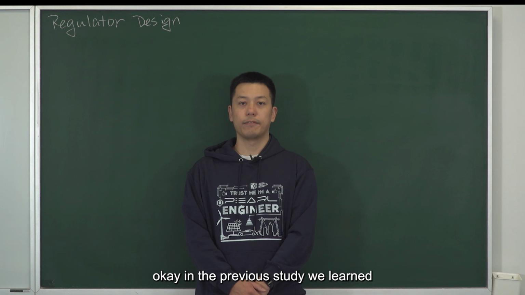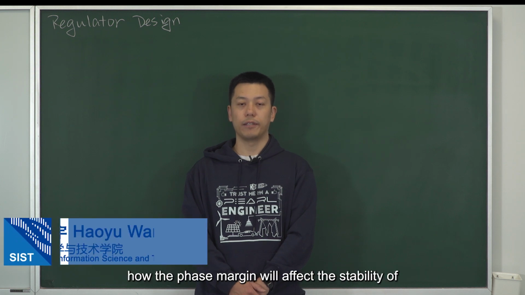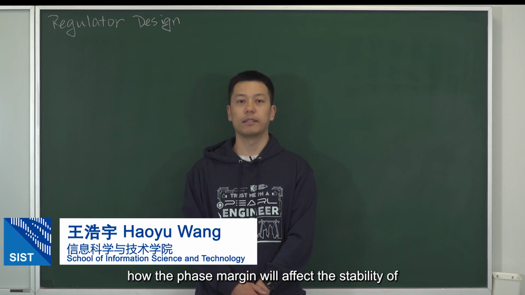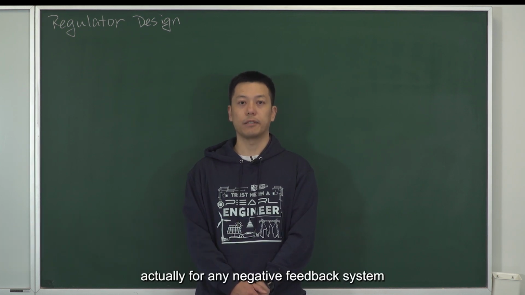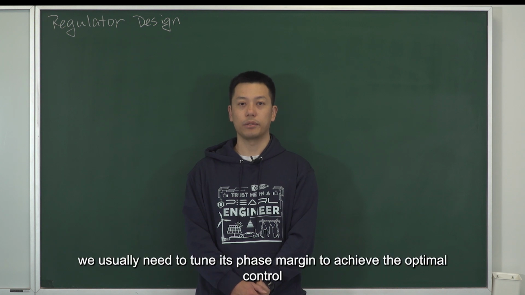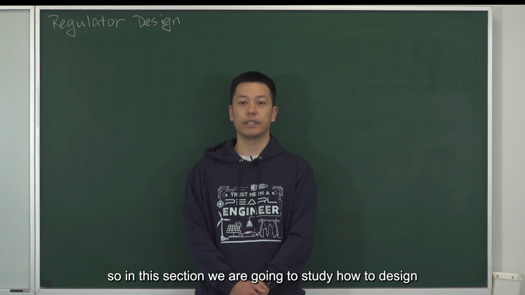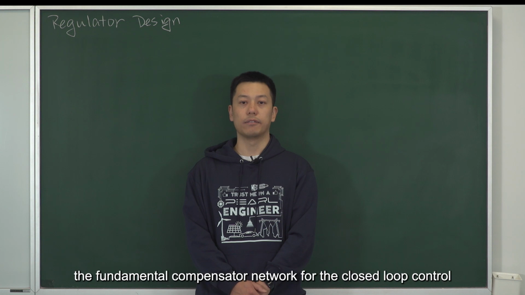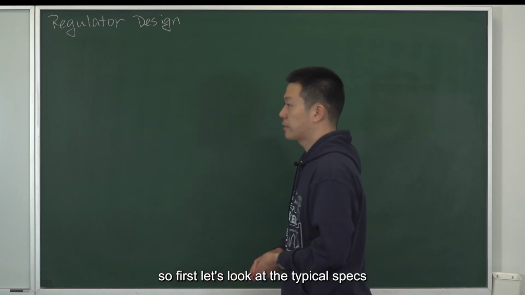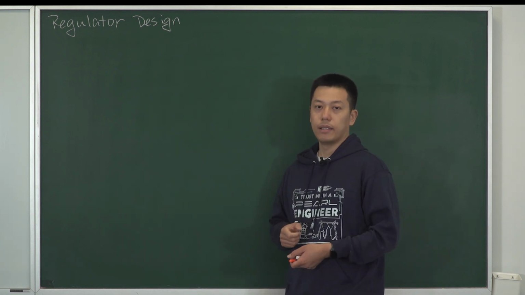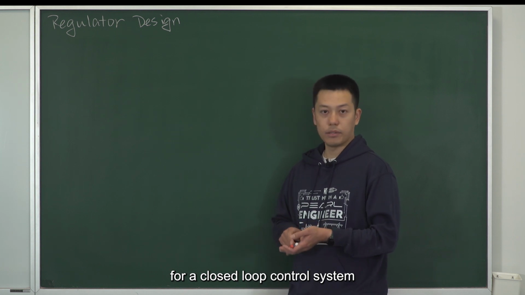Okay, in the previous study, we learned how the phase margin will affect stability of the negative feedback system. Actually, for any negative feedback system, we usually need to tune its phase margin to achieve the optimal control. So in this section, we are going to study how to design the fundamental compensator network for the closed-loop control. So first, let's look at the typical specs for a closed-loop control system.